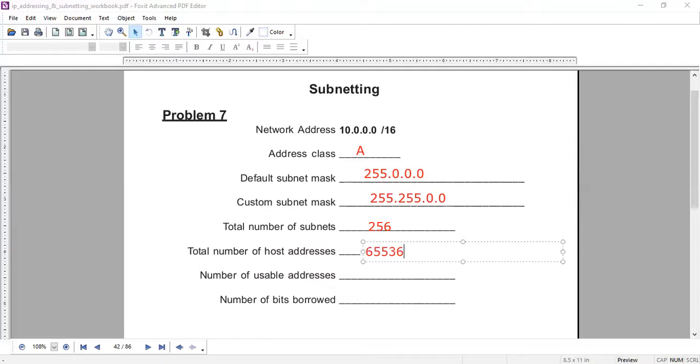Don't worry, no need to put that one. You can just mention 2 to the power 16. Number of usable addresses is 2 to the power 16 minus 2. If I write the value, 65,534. Number of bits you have borrowed, 8. 8 bits have been borrowed from the host part. Are they correct? Yes, sir.